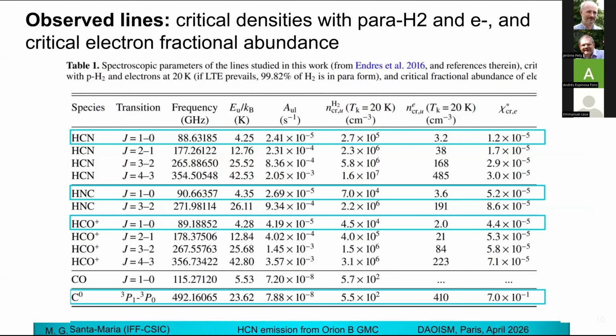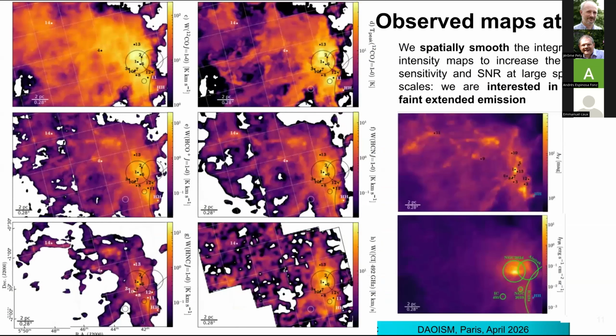So for this work, we have several lines because we got complementary observations with the IRAM 30 meter, but the maps are mostly from the 1 to 0 lines for HCN, HNC, and HCO+. And then I also included for this work a great map for the atomic carbon observed with a telescope in Japan around the year 2000. It was published by Ikeda and collaborators in 2002.